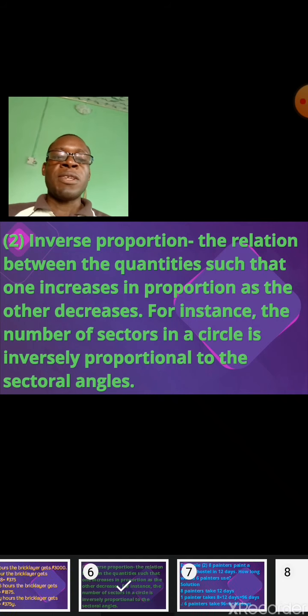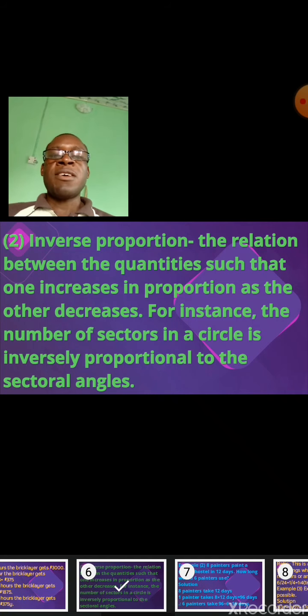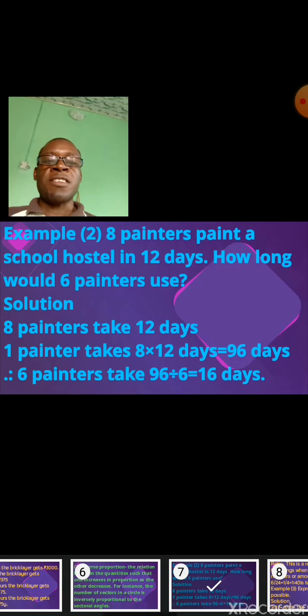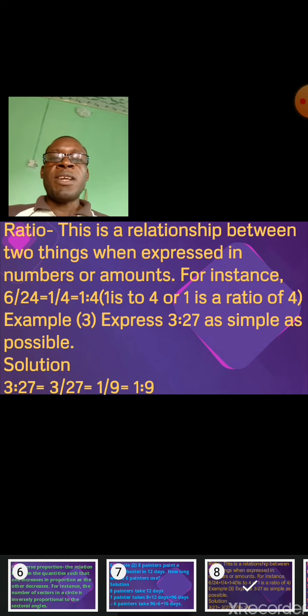The next is example 2. 8 painters paint a school hostel in 12 days. How long would 6 painters use? Solution: 8 painters take 12 days. 1 painter takes 8 times 12 days, which is equal to 96 days. Therefore, 6 painters take 96 divided by 6, which gives us 16 days.